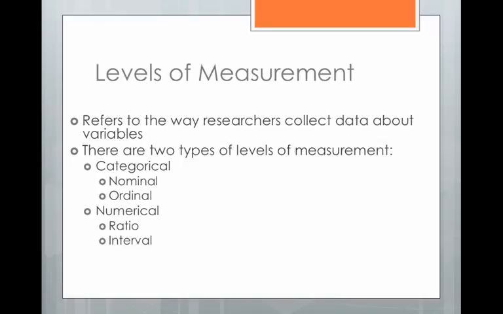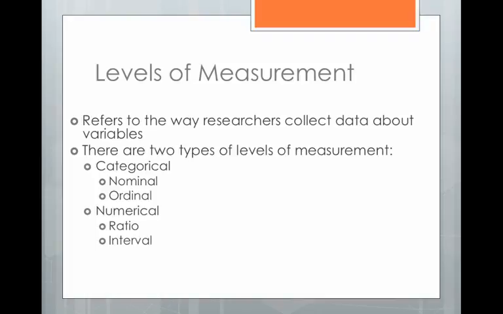All right, so let's move from talking about the variables and the hypotheses to what's called levels of measurement. So a level of measurement is the way that a researcher collects data about the variables. And this is important because the level of measurement is going to determine what type of statistics are appropriate to use. So each level of measurement has different statistics that are appropriate. And so it's your job to be able to identify the level of measurement so that you can identify the appropriate statistics to use. So let's break it down into the different major levels.